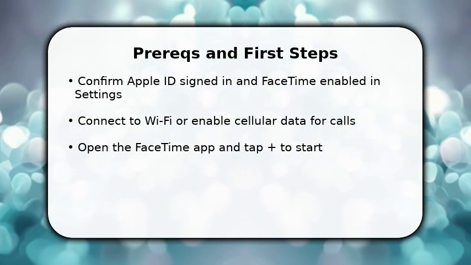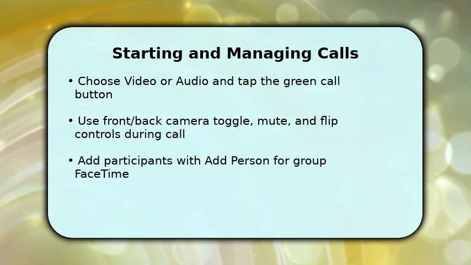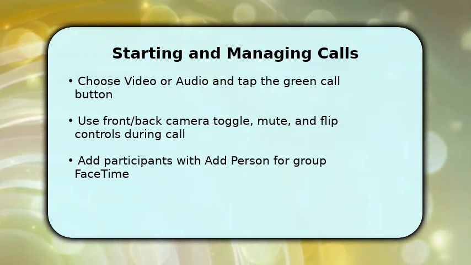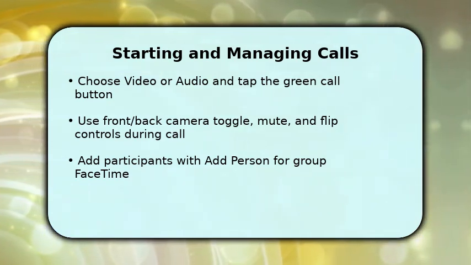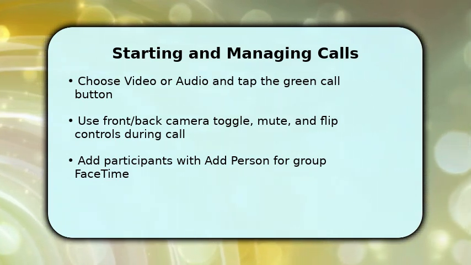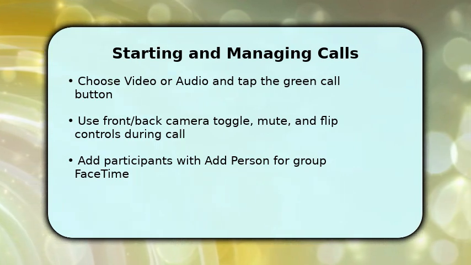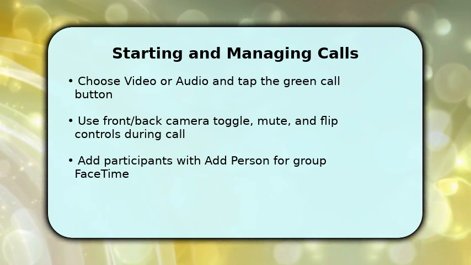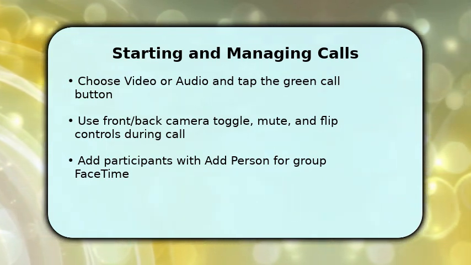You tap the green call button to start, and Facetime will ring the selected contacts. Choose video for camera or audio to save bandwidth. During the call, use the front/back camera toggle to change views, tap mute to silence your mic, and pinch or swipe to adjust video. Once connected, tap the screen to reveal controls and tap Add Person to convert a one-to-one call into a group session.